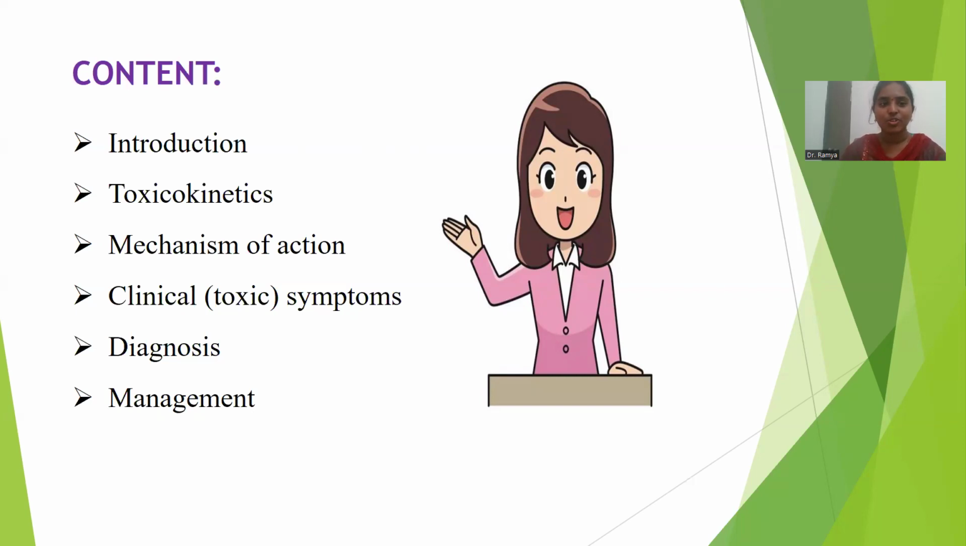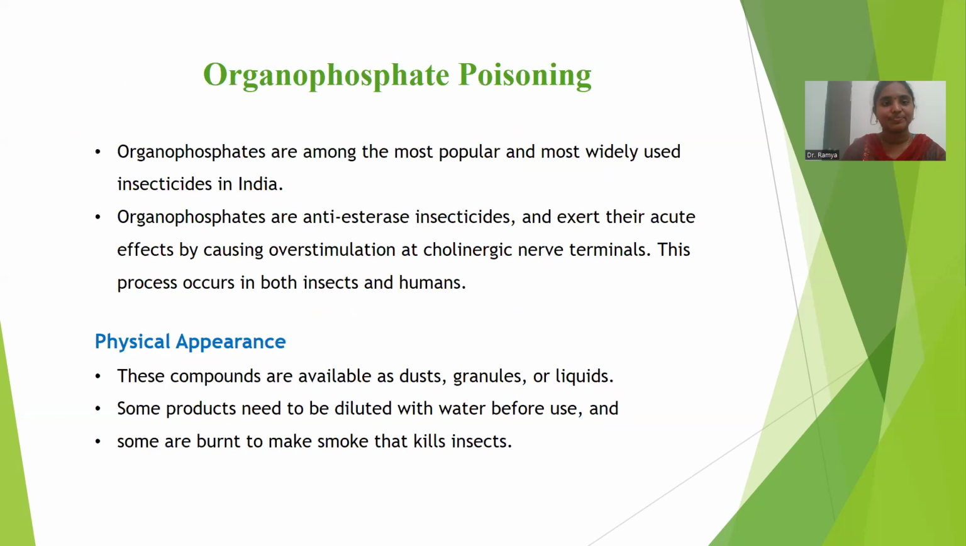Next, we'll see toxicokinetics. In this, same like pharmacokinetics, we'll see toxicokinetics. Next, mechanism of action. In this, we'll see how toxicity occurs. Next, toxic symptoms or clinical symptoms. Next, we'll go for diagnosis and treatment or management. In treatment, we'll see the antidote which is given for organophosphate poisoning, and the supportive and symptomatic treatment. So, first, we'll go for introduction.